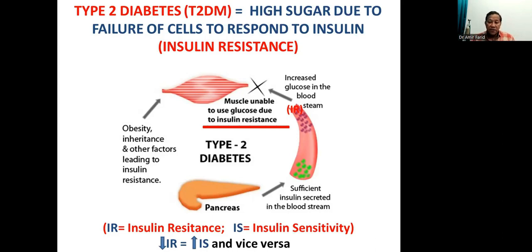Okay, but in spite of that, because of the insulin resistance, the muscle is still unable to take in normal amounts of glucose, so you have high levels of glucose in the blood. So type 2 diabetes, you have high blood sugar due to insulin resistance.